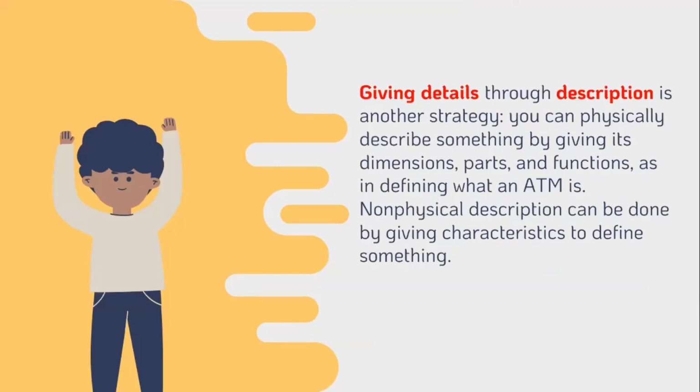Next is giving details through description, another strategy. You can physically describe something by giving its dimensions, parts, and functions, as in defining what an ATM is. Non-physical description can be done by giving characteristics to define something. This means that you can use modifiers such as adjectives to explain better about the topic you want to discuss. So you can describe its characteristics for a better understanding.